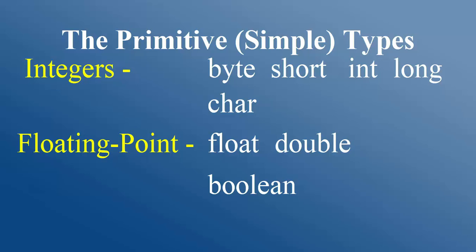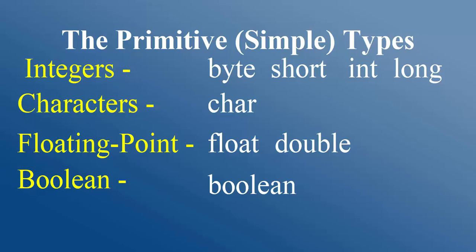The third group is the characters, which has char in it. This represents symbols in a character set, like the letters and the numbers. The last group is the boolean, used for representing true or false values that only have two options. For example, yes or no, true or false, but usually it will return the value true or false.